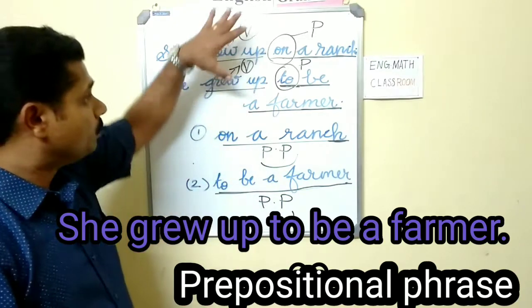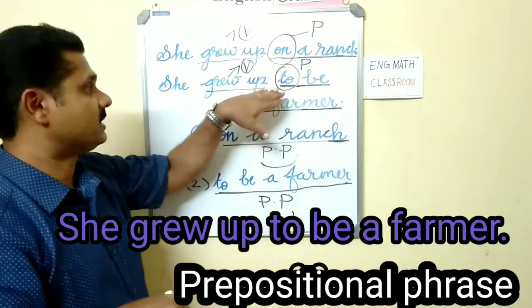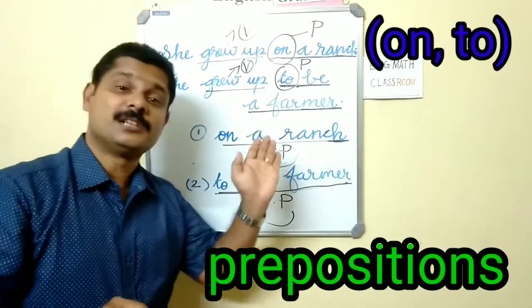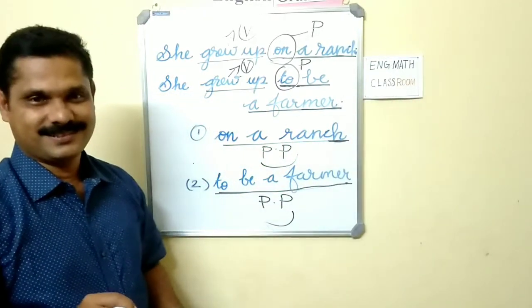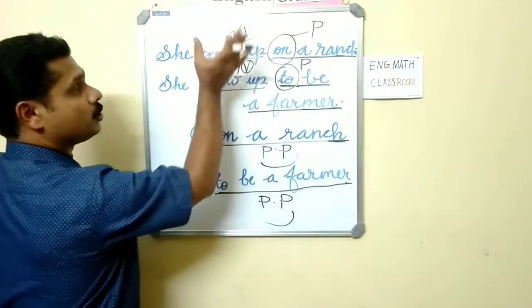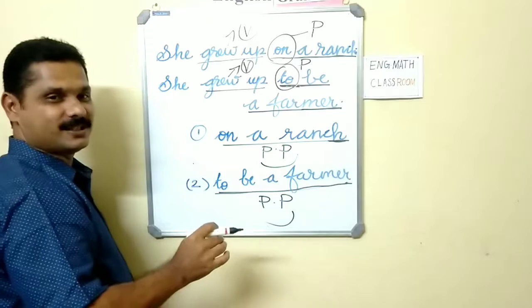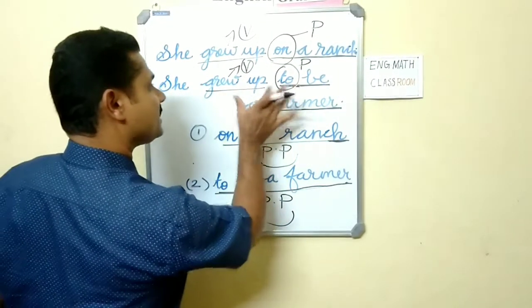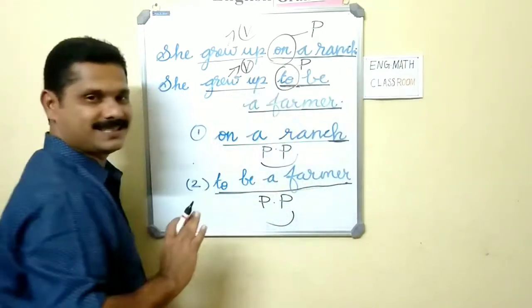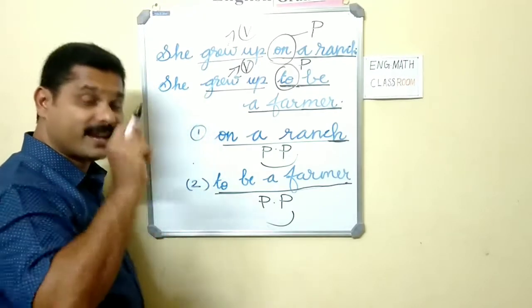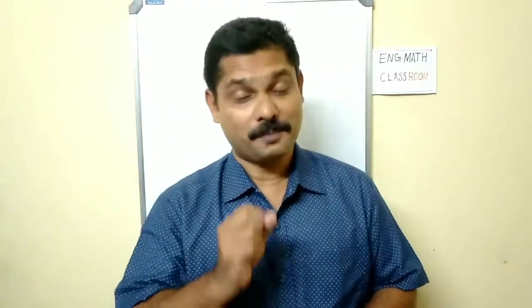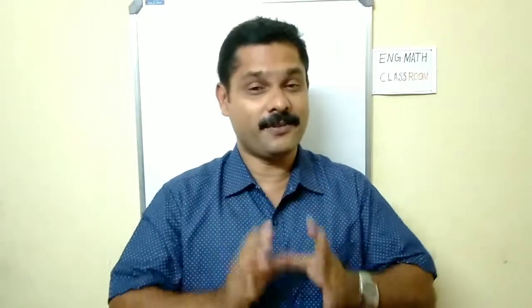Here what we understand, in both the sentences, in the first sentence on and in the second sentence to, are prepositions, and prepositions introduce prepositional phrases. That is why we got 2 prepositional phrases in these sentences. The first one, grew up on a ranch, so there is no object. In the second sentence, to be a farmer, here also we get a prepositional phrase, but we don't get an object. So we conclude that these 2 sentences are with intransitive verbs. Hope that everybody understood the concept very well today.